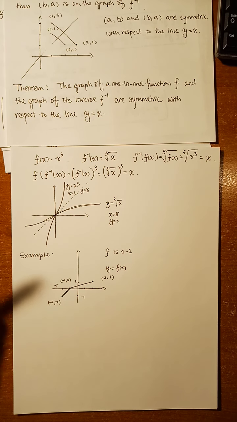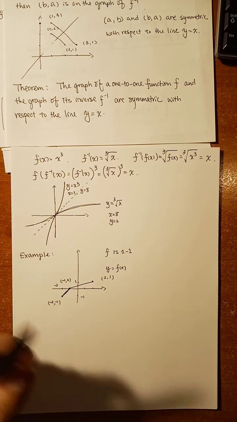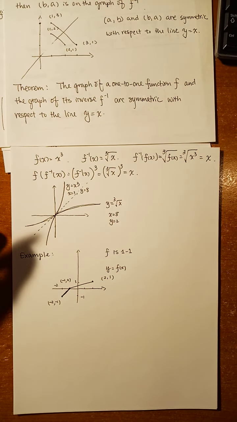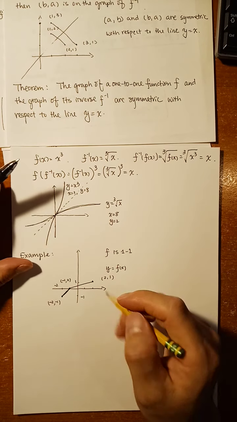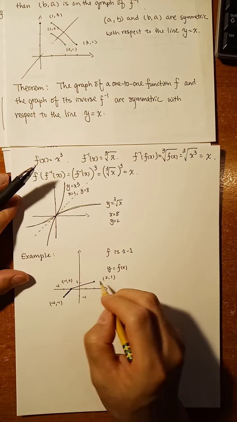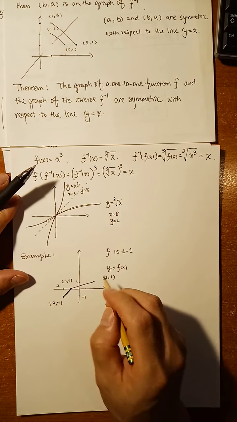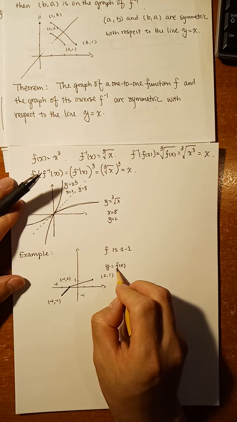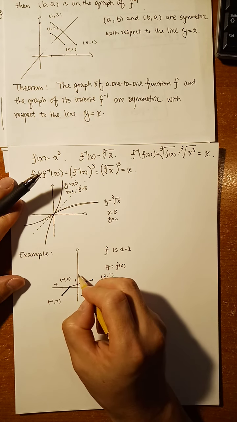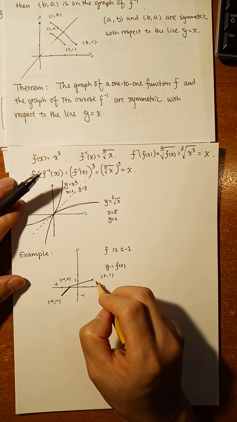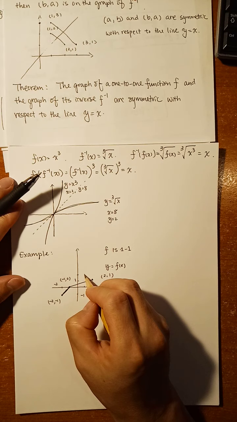Now let's try to sketch the graph of the inverse function. So remember, this is a straight segment. The straight segment is easier to sketch. For example, you have 2, 1 from the original function. Then the corresponding symmetric point will be 1, 2.